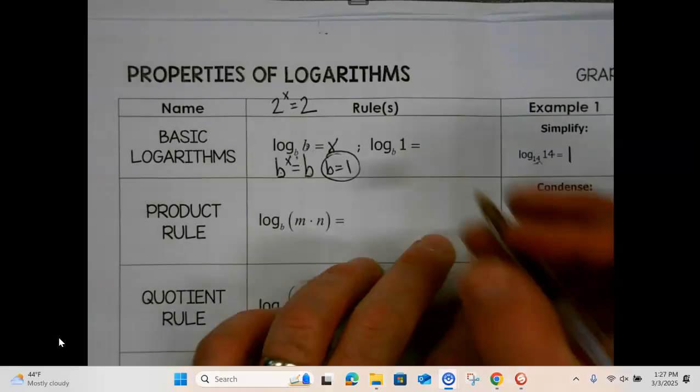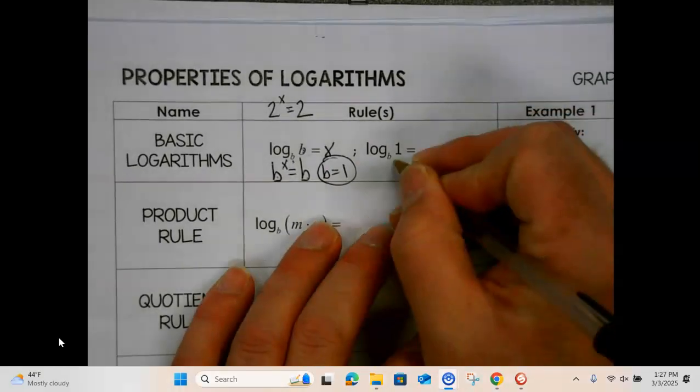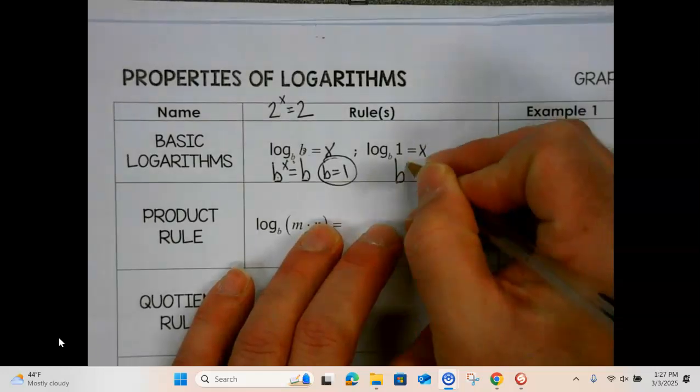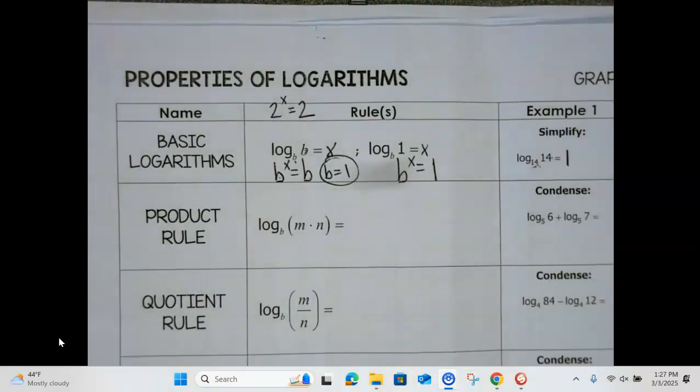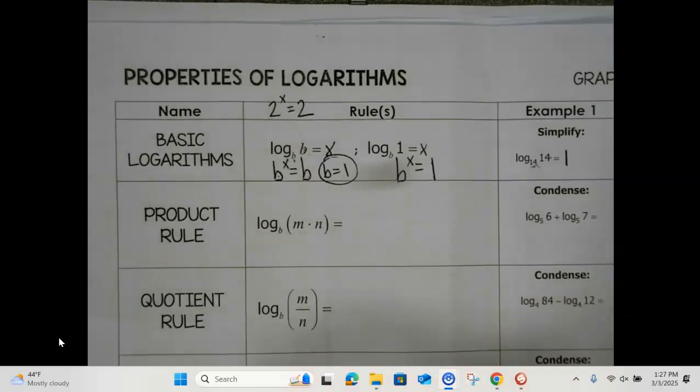Or, if I get, ooh, nice, got it already. B to what power gets me to 1? Well, anything to the power 0 equals 1.